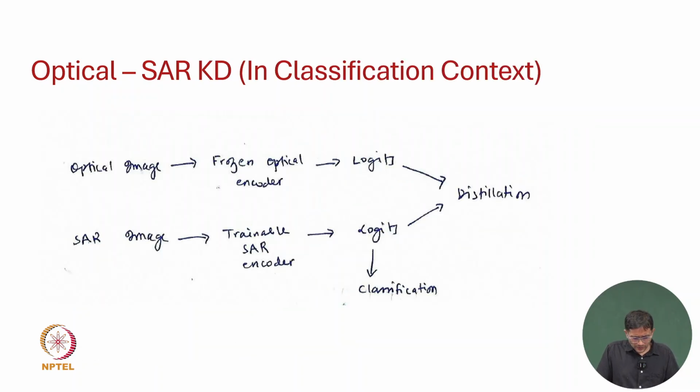Now let us look at the classification context. That probably is a bit easier to understand, right? I also changed the input here and I'm back to the optical to SAR knowledge distillation. Previously there were SAR type 1 and SAR type 2 in the previous slide. Right now what I have is an optical image with the frozen encoder and the SAR image where we are trying to train the encoder. With the optical image and the SAR image, we are getting the logits, and we'll have some kind of distribution matching or distillation loss there. And at the same time, with the SAR image logits, we are trying to perform the classification.